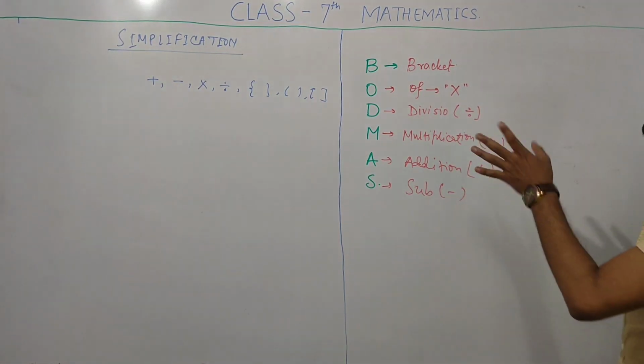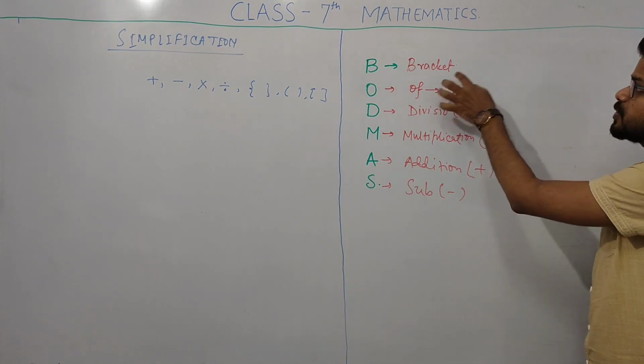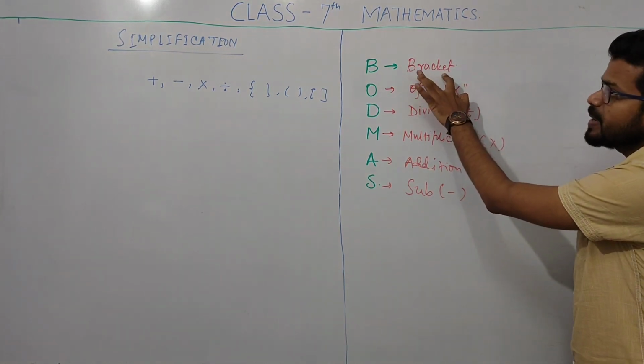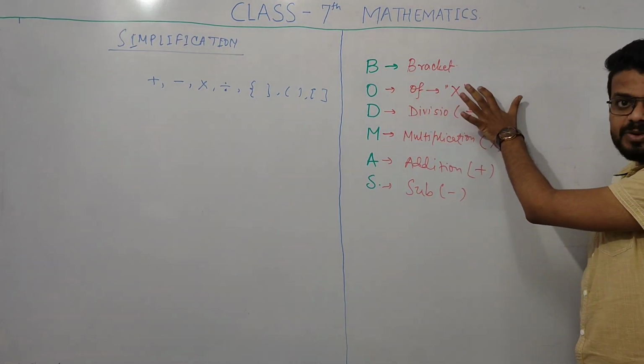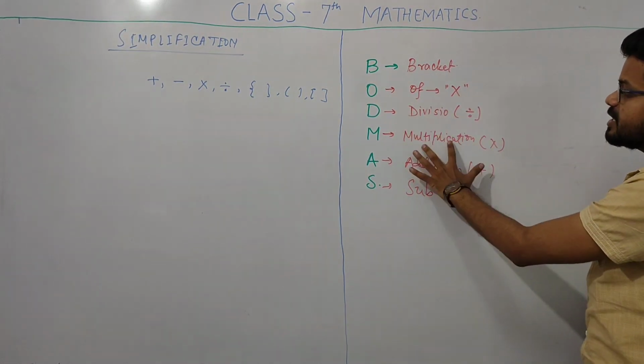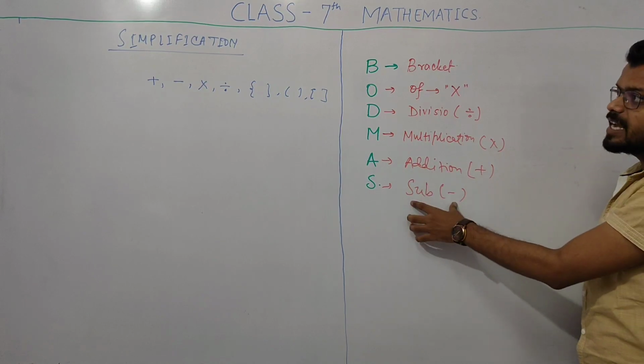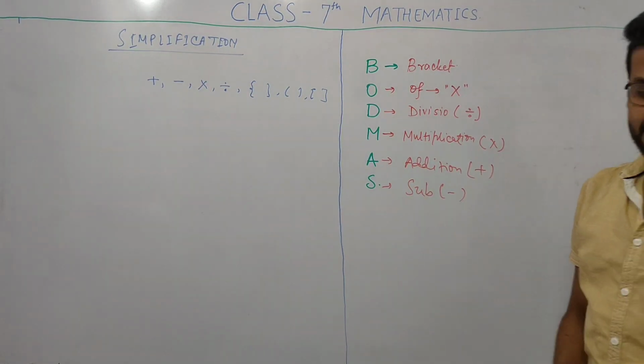Whenever we get a problem, firstly we search where the bracket, division, multiplication, addition and subtraction are. So firstly we solve the bracket, then 'of' by putting the multiplication sign, then division, then multiplication, then addition, and then subtraction.